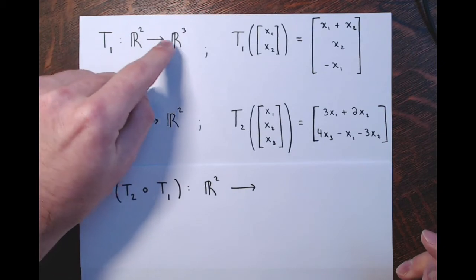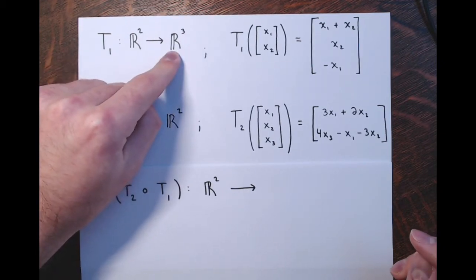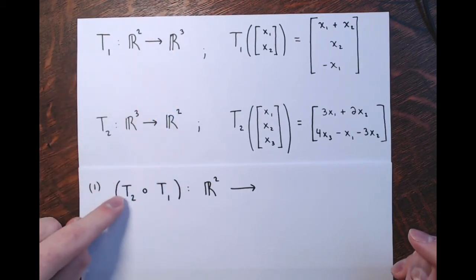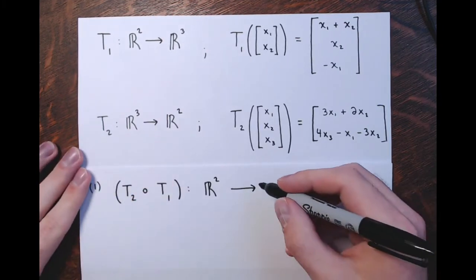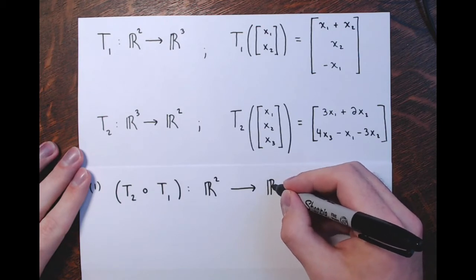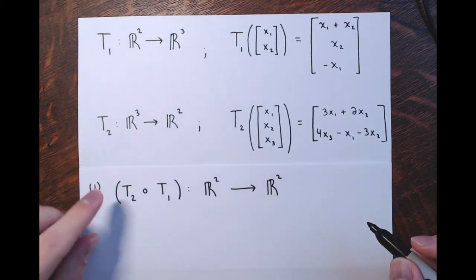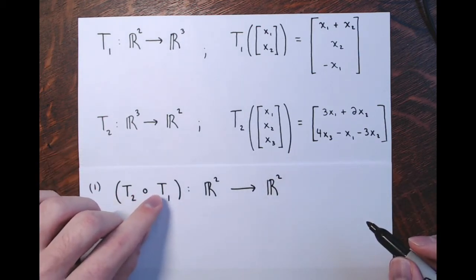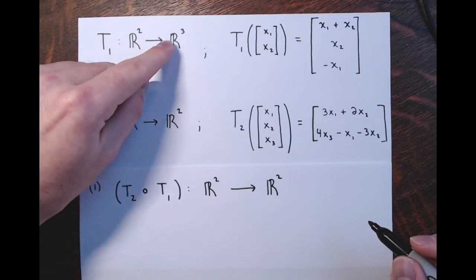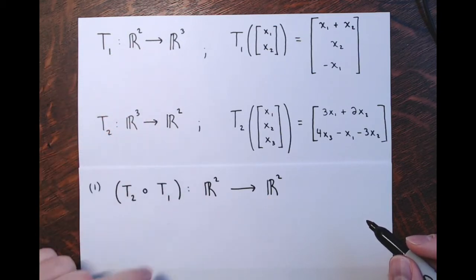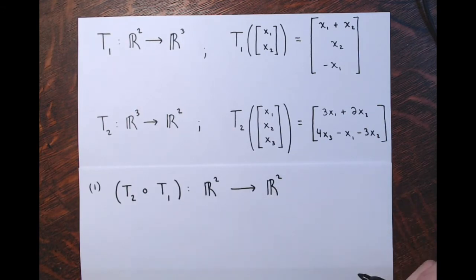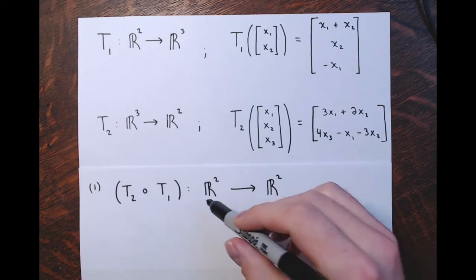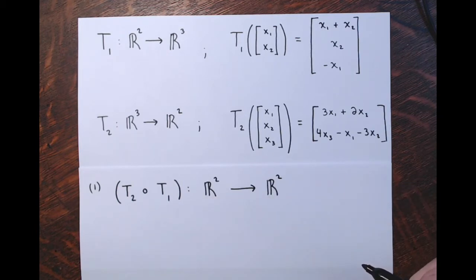And then the output will be from R3. And then I'd apply T2 to that vector from R3, and it would give me an output from R2. So in this composition, T2 composed with T1, I'm starting in R2 and ending in R2. So this is going to be a transformation from R2 to R2. My input will be a vector with 2 components. And my output, when I'm all done, should also be a vector with 2 components.